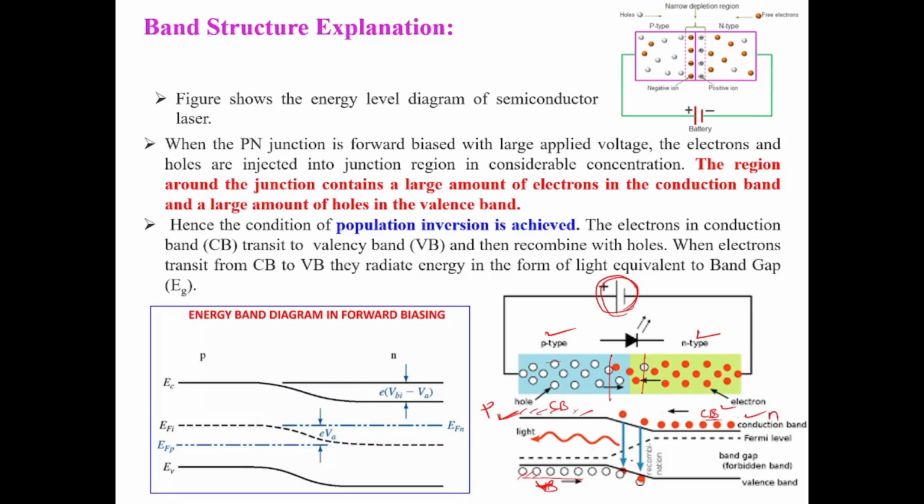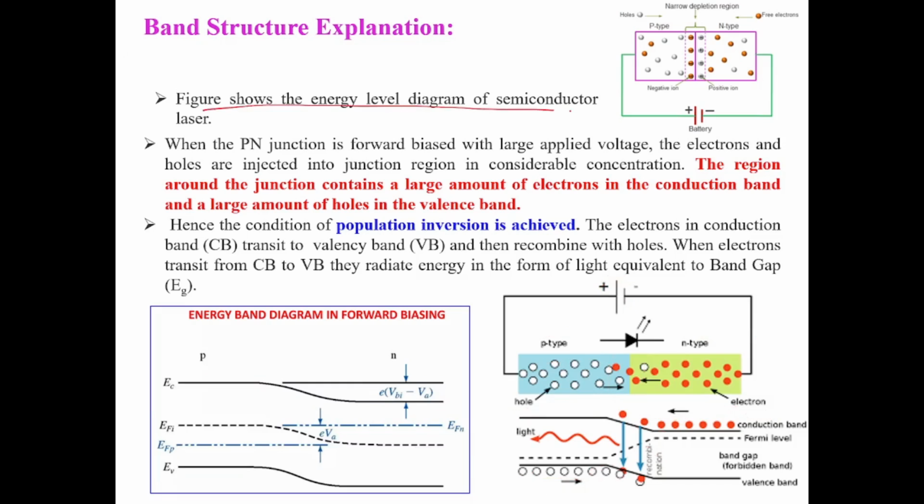this junction. When they recombine, a photon will be released, and this photon again ignites or stimulates these electrons and holes to recombine again and again, which will produce a large number of photons in a coherent manner, and we can find the laser action. This is the simple principle. The same thing has been written.